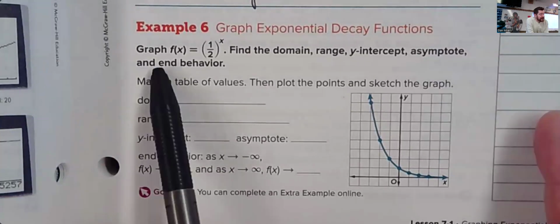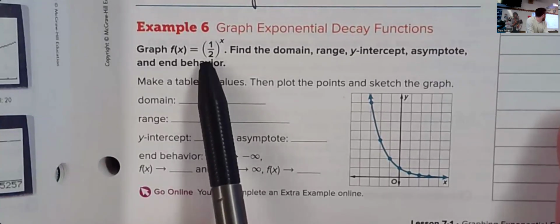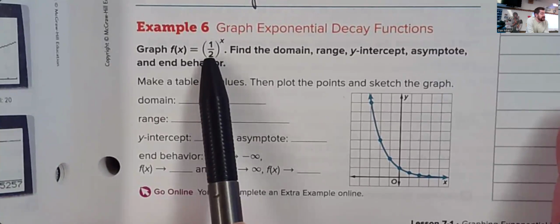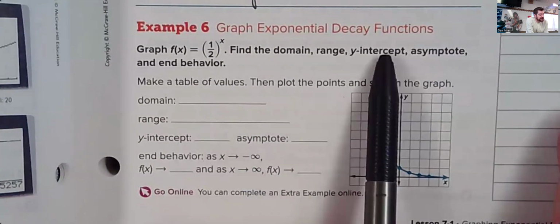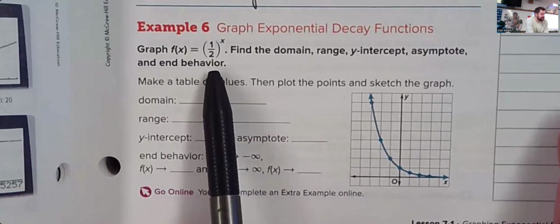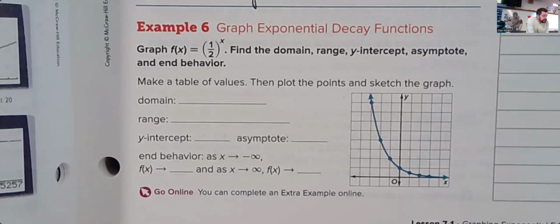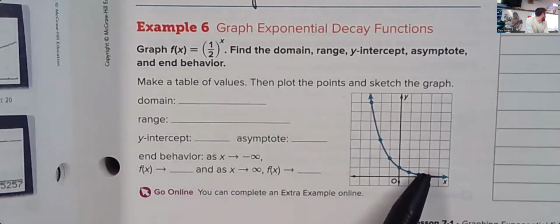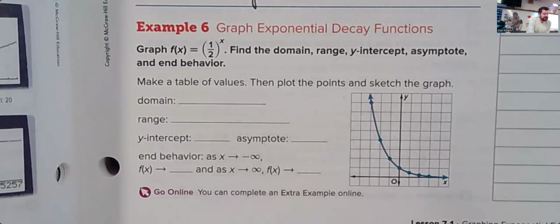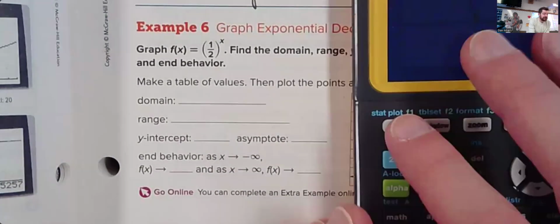All right, graphing. f(x) is equal to (1/2)^x. 1/2 is less than 1. Therefore, this makes this exponential decay. Find the domain, range, y-intercept, asymptote, and end behavior. It says to make a table of values, then plot it. If it needs you to make a table of values, make a table of values. If it doesn't, you can plug it into your calculator and look at the table of values with your calculator. That would be totally fine. This one's already done for you.